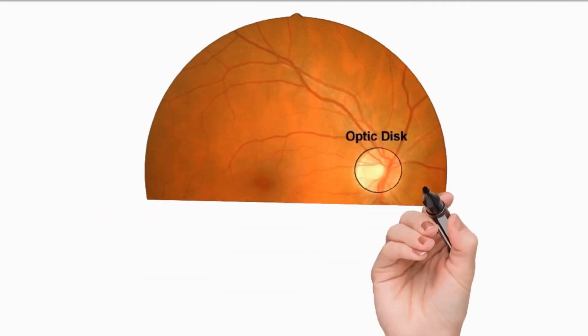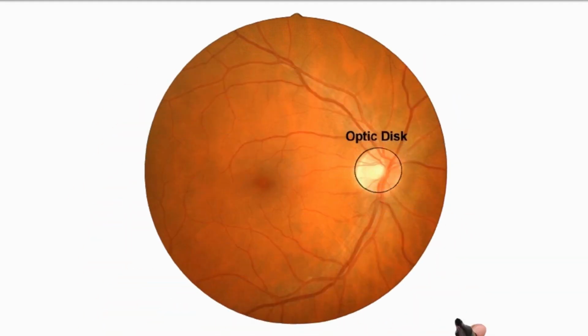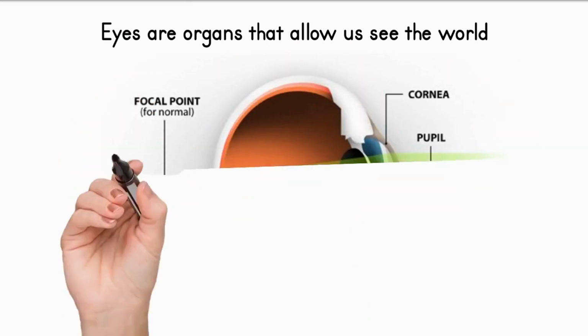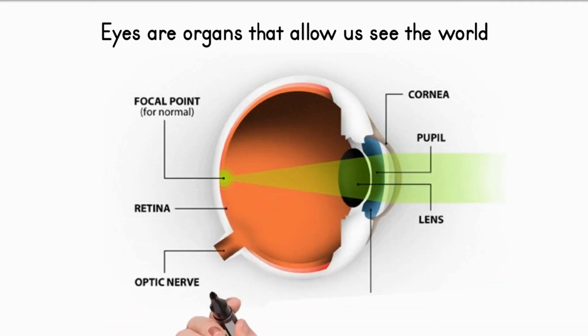In today's episode, we will be exploring the eye's blind spot, so let's dive right in. Our eyes are remarkable organs that allow us to see the world around us. The key parts we will be emphasizing are the cornea, the iris, the lens, and the retina.